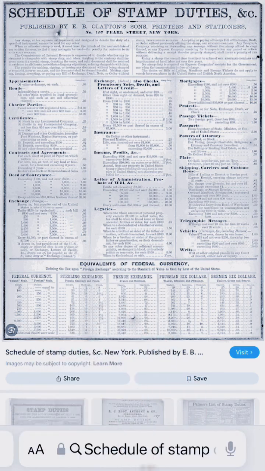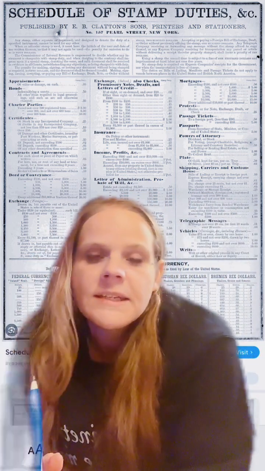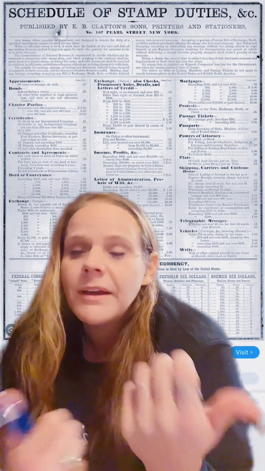I Googled schedule of Stamp Act, and this is what I got. It did take a couple Googles. I was actually looking for this for a couple hours today. I have one in a book, but it's a very old book. My daughter thought she could write in it, so I wanted a better picture than that.